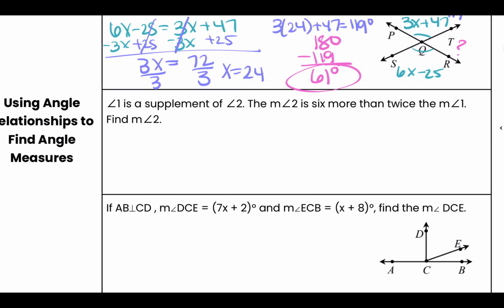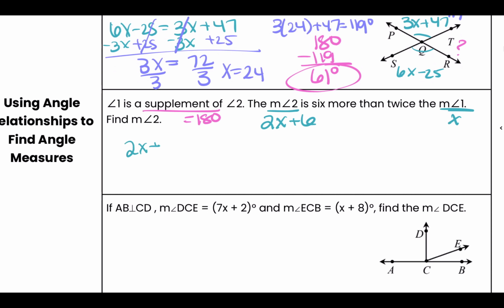Angle 1 is a supplement of angle 2, so that means it equals 108 degrees. The measure of angle 2 is 6 more than twice the measure of angle 1. So we weren't given anything for angle 1, so that's x. And then angle 2 is 6 more than twice the measure of angle 1. So twice angle 1 is 2x plus 6. So together, they equal 180.